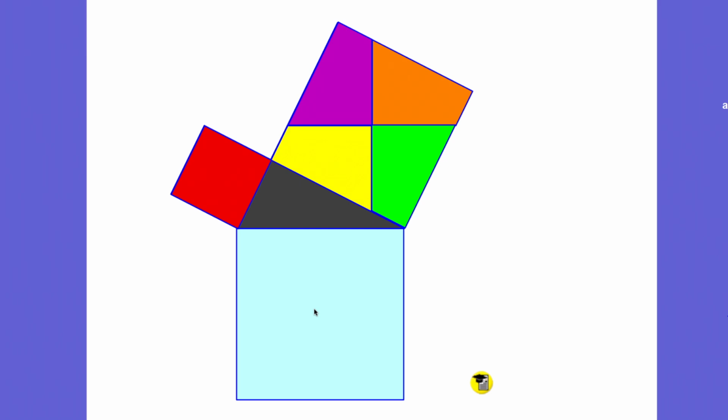So if Pythagoras is correct, it should be that A squared, the area of the red one, plus B squared should be equal to C squared. In other words, this area plus this area of this square should be equal to the area of this square. So let's see if it's true. I can move these areas around. Yeah, so we can see it fits. So it's just a demonstration that A squared plus B squared actually equals C squared.